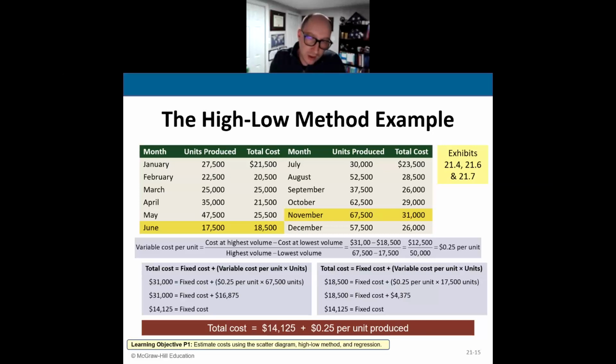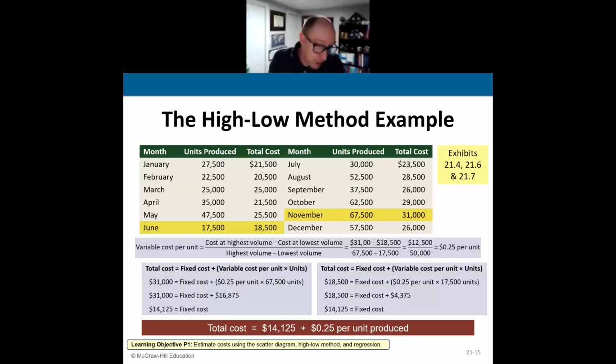67,500 times my 25 cents per unit gives me 16,875 total variable cost. Now, how do we solve for the fixed cost?